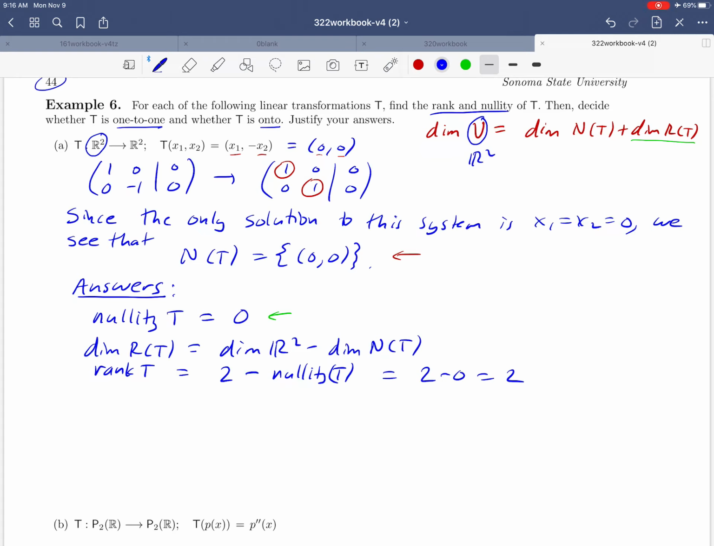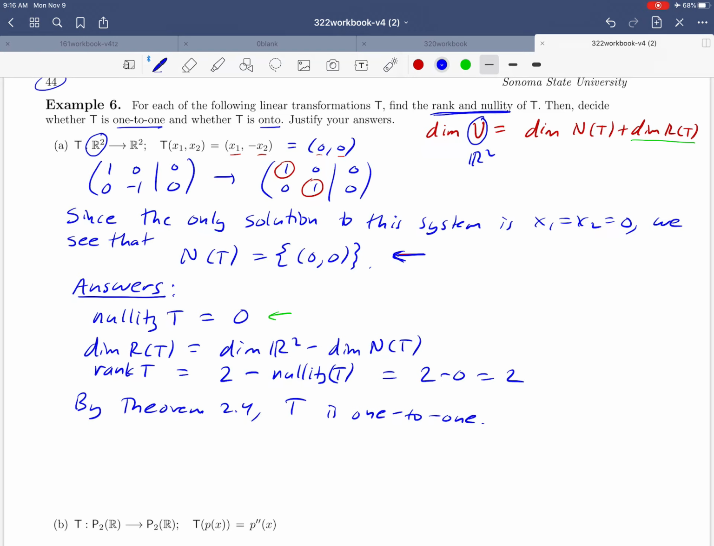So what's left to answer here? We just calculated the rank and the nullity. Now they'd like us to decide whether T is 1-to-1 and onto. Let's do the 1-to-1 part of this first. We calculated the null space and discovered that it contains only the 0 vector. And so by theorem 2.4, T must be 1-to-1, again, because the null space just contains the 0 vector. We did that calculation and verified that.